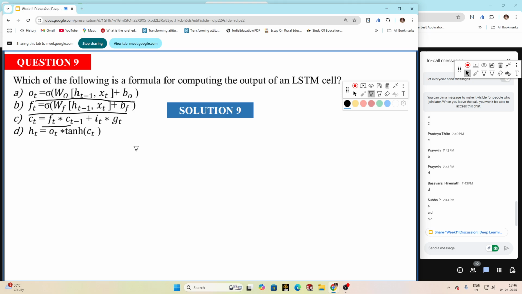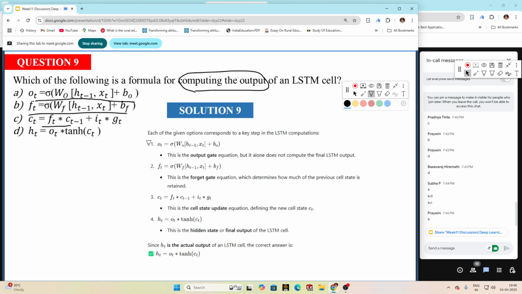Here it has been asked which of the following computes the output, not the output gate. This is the formula of the output gate, not the output. So OT is the formula of the output gate, but it alone does not compute the final LSTM output. FT is the formula of the forget gate equation, which determines how much of the previous cell state is retained. CT is the equation of the cell state update using the forget gate.